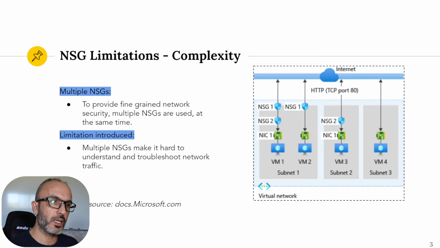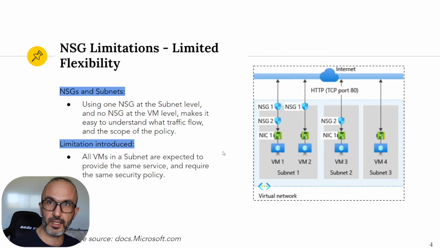So as you can see here, it becomes really hard to understand which machine is using one NSG and which one is not. So the flexibility, or the more control that you get with multiple NSGs, comes with the complexity of understanding the traffic. The other limitation here is the flexibility.